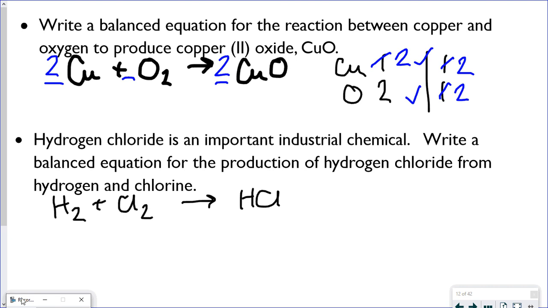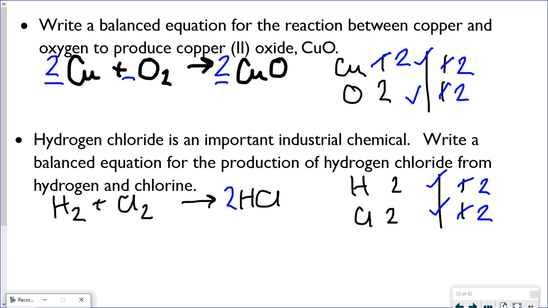So if we look at what we have on both sides, we have hydrogens and chlorines. We have 2 hydrogens on our reactant side, 2 chlorines on our reactant side, and 1 of each on the product side. So in order to balance, we need to multiply by 2 on our product side, which will give us 2 hydrogens and 2 chlorines, so that everything matches. Let's look at some more examples.